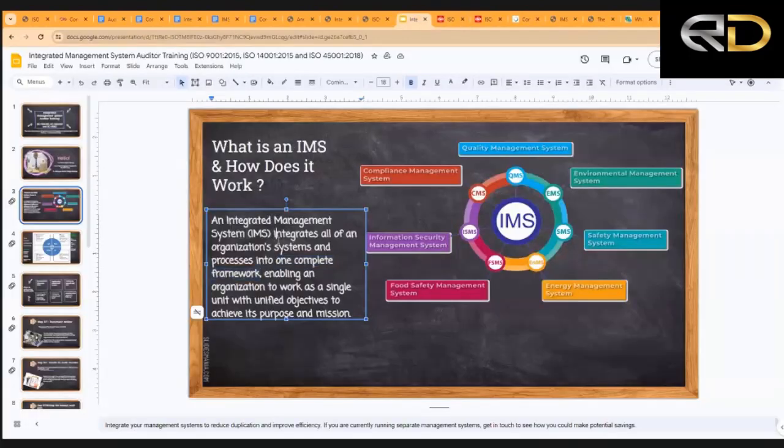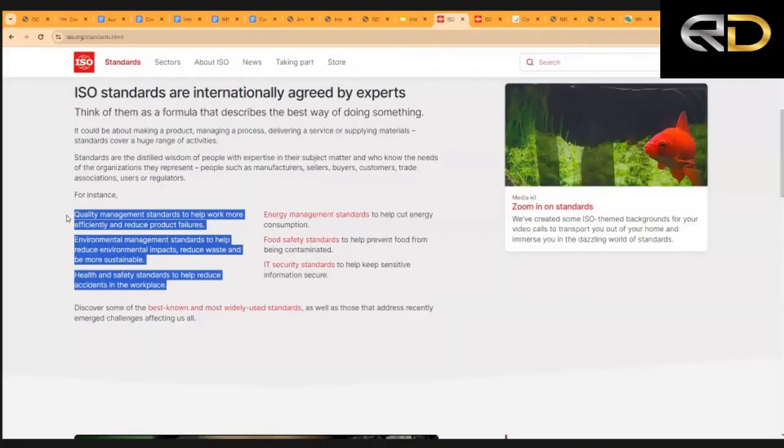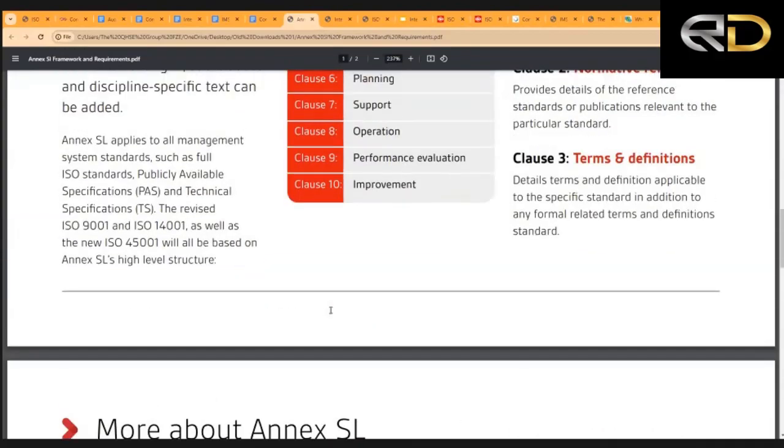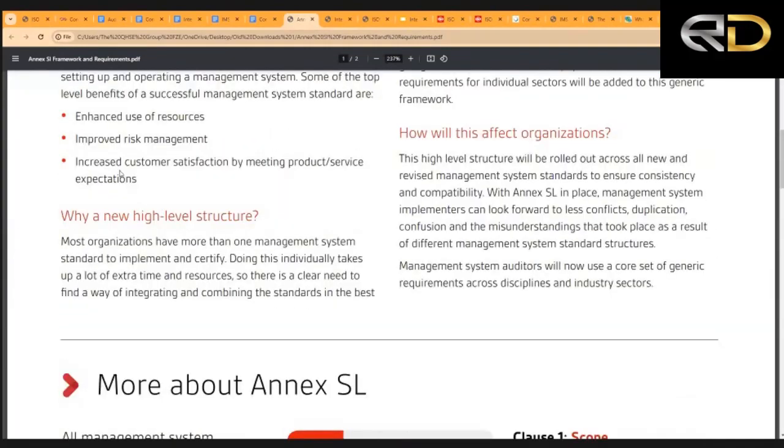So if someone asks you, how exactly can I integrate? What happens during integration? During integration, you are going to take your organization systems and processes for safety, quality, and environment, those separate systems, and you are going to have them all in one complete framework. So basically, an integrated management system is all about taking quality, safety, and environment, and then you use your Annex SL to integrate that.